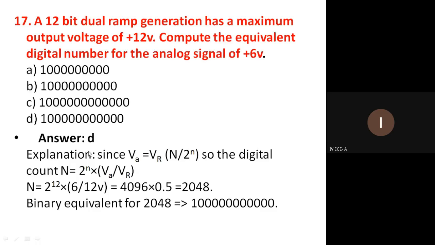Answer is D. Since VA is equal to VR into n divided by 2 power n, the basic formula, the digital count n is equal to 2 power n into VA by VR. Here n is 12, so 2 power 12 into 6 divided by 12 volt. That is 4096 into 0.5, which is equal to 2048. So the binary equivalent for 2048 is this value. So option is D.